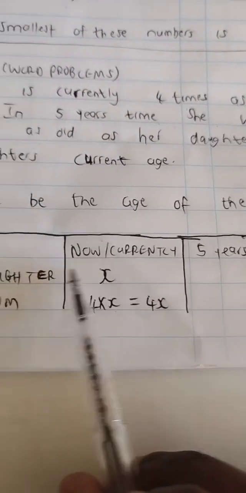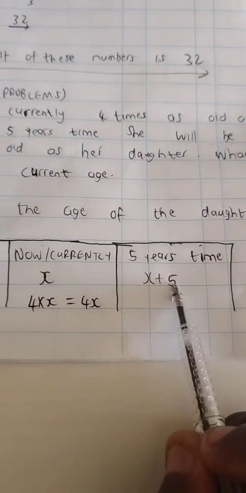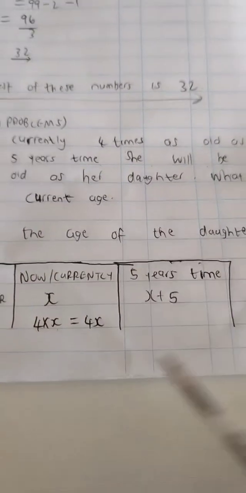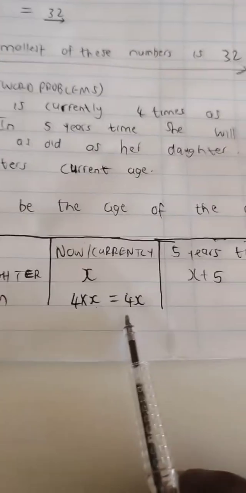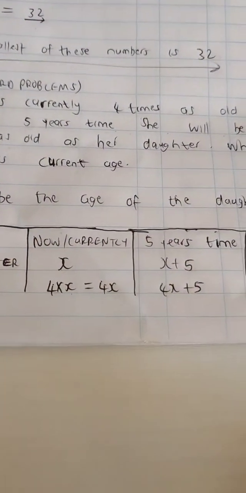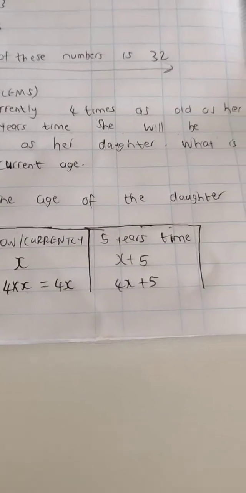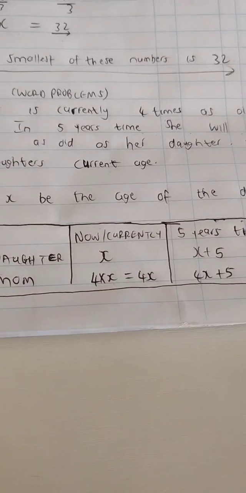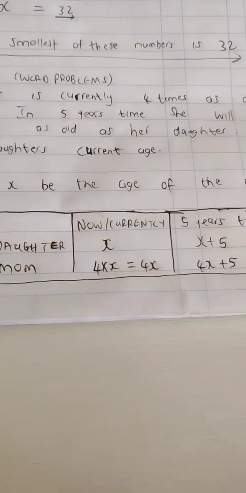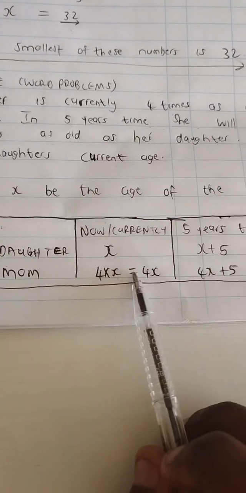So therefore, that means if the current age for my daughter is X, then in 5 years' time, I can say X plus 5. Brenda gets the point that we add 5 years to the age that we have currently. If mom is 4x years old, then what do I do? I add 5 to her age as well. So my table, guys, it's satisfying. This is all part of interpreting the info and representing it in mathematical lingo.